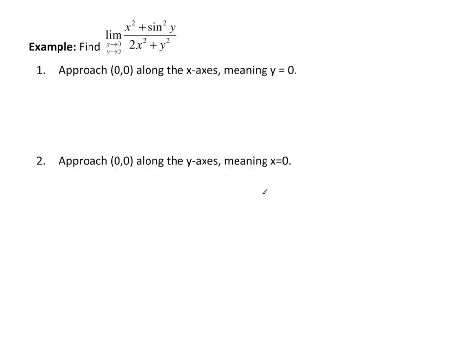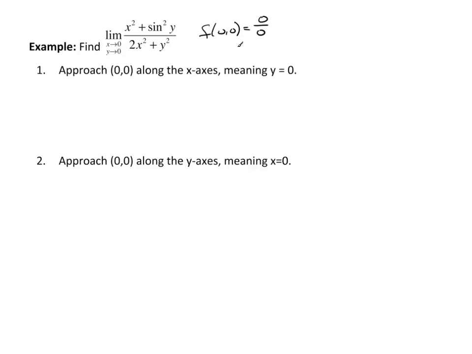So let's take a look at a quick example here. Find the limit as x and y both go to 0 of x squared plus sine squared of y over 2x squared plus y squared. Well, note f of 0, 0 is 0 over 0, which is obviously an issue that we have to work with.